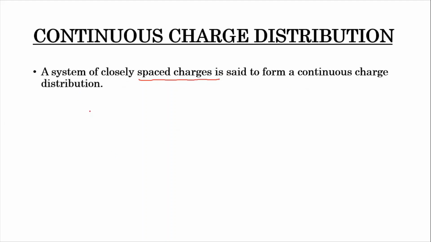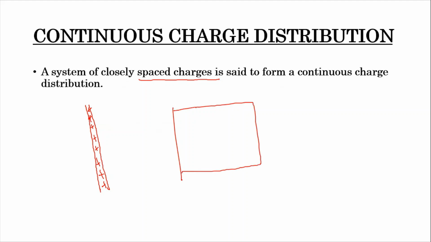For example, if you take a wire, you all know a wire, right? If you take a small wire like this, there will be charges all over the wire, continuously distributed. So this is a continuous charge distribution. If you take a sheet, charge will be distributed all over. So this is also a continuous charge distribution.